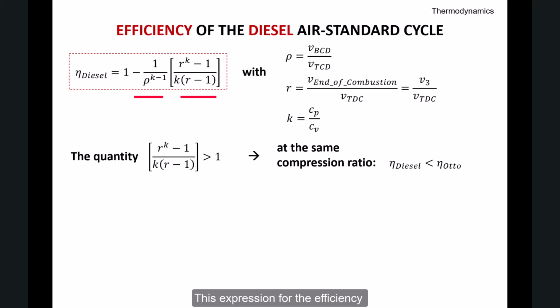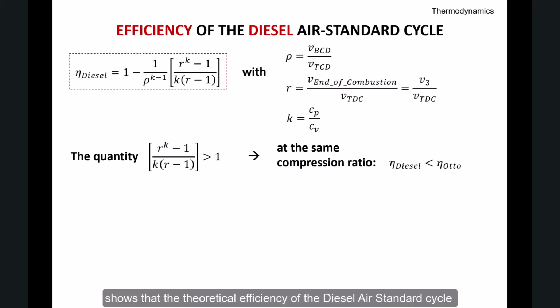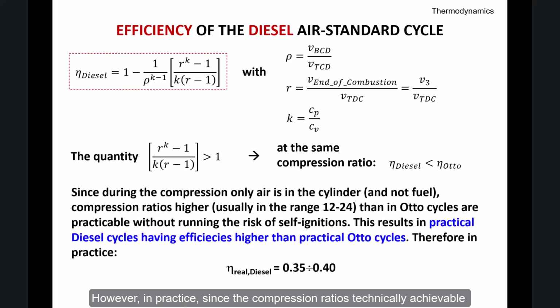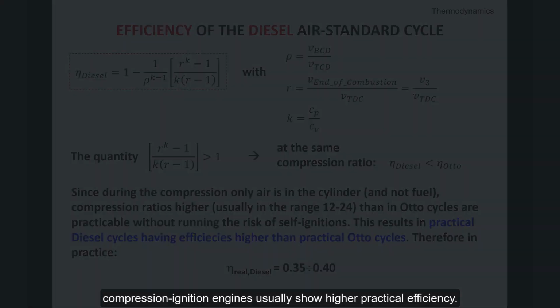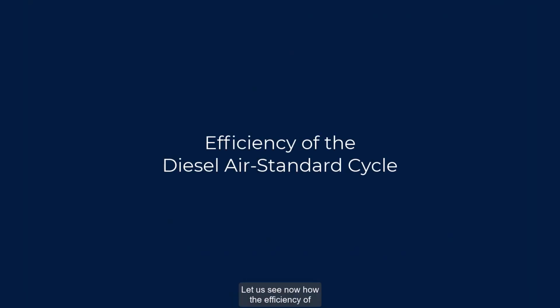This expression for the efficiency shows that the theoretical efficiency of the diesel Air-Standard cycle is lower than the efficiency of a corresponding Otto cycle working with the same compression ratio. However, in practice, since the compression ratios technically achievable in compression ignition engines are higher than in spark ignition engines, compression ignition engines usually show higher practical efficiency. Let us see now how the efficiency of the diesel Air-Standard cycle is obtained.